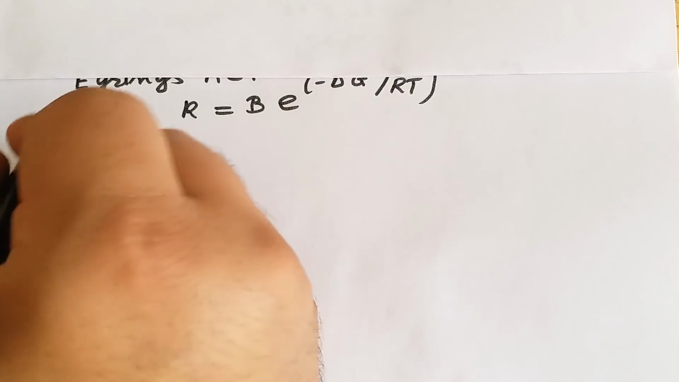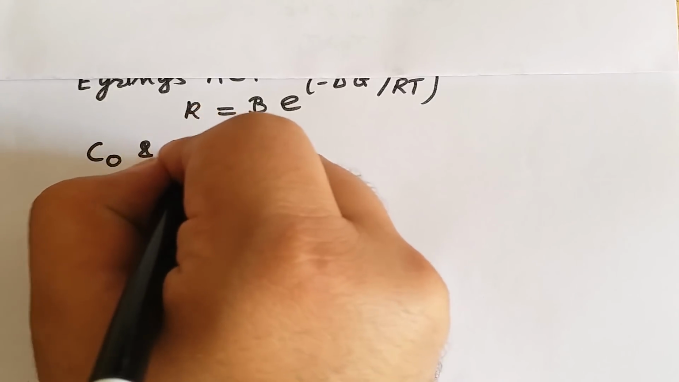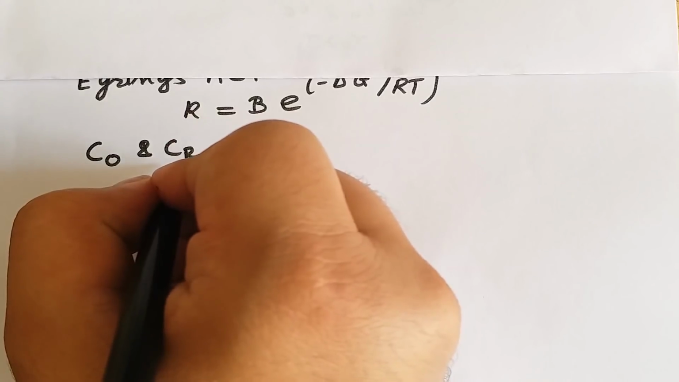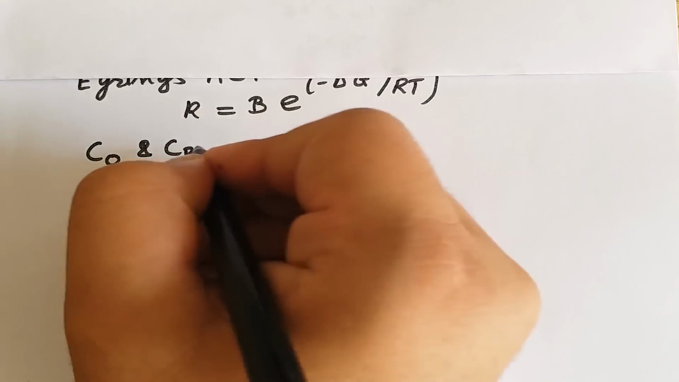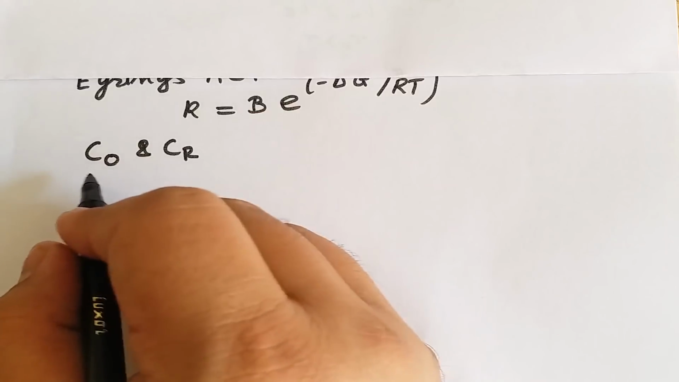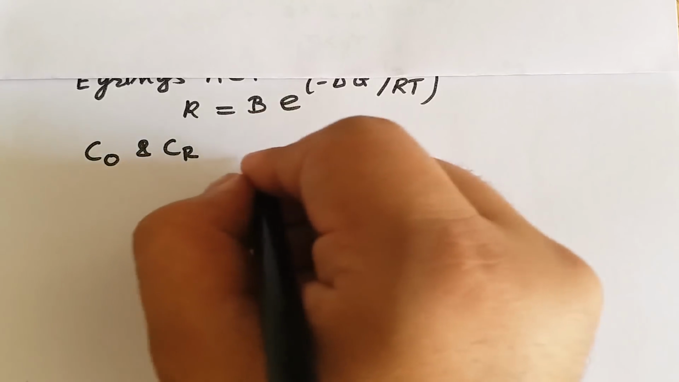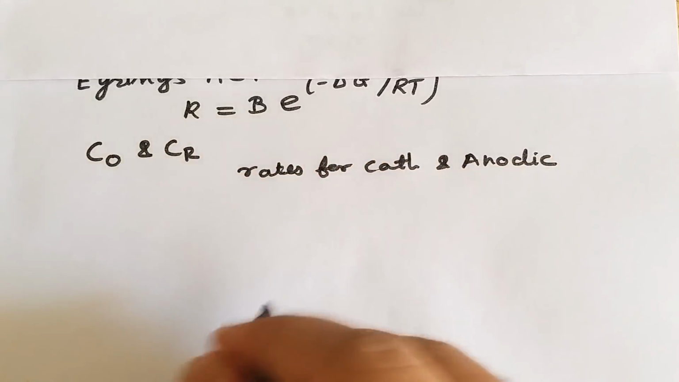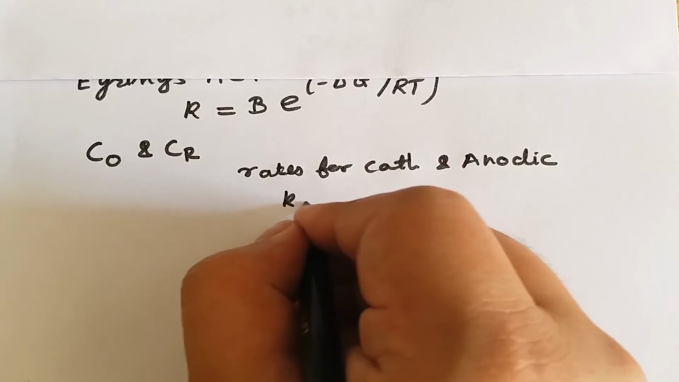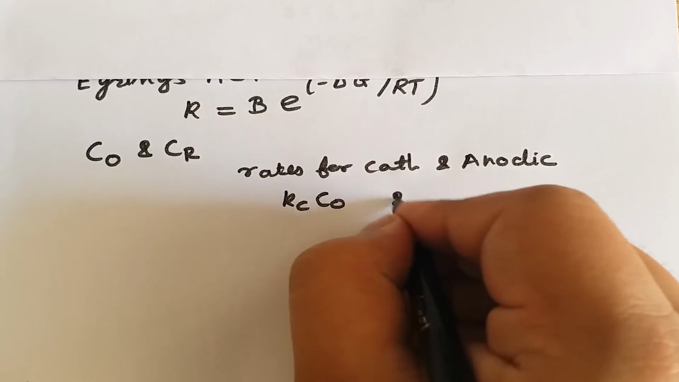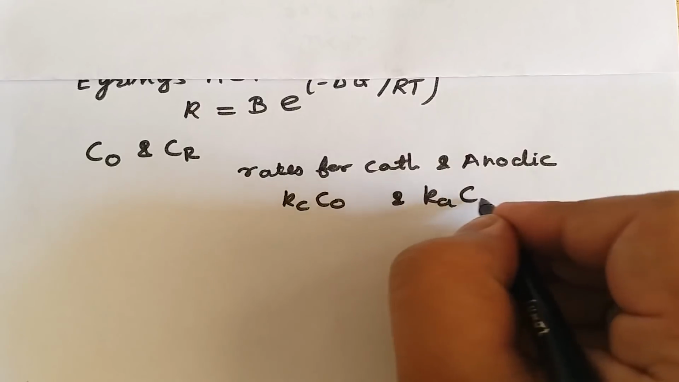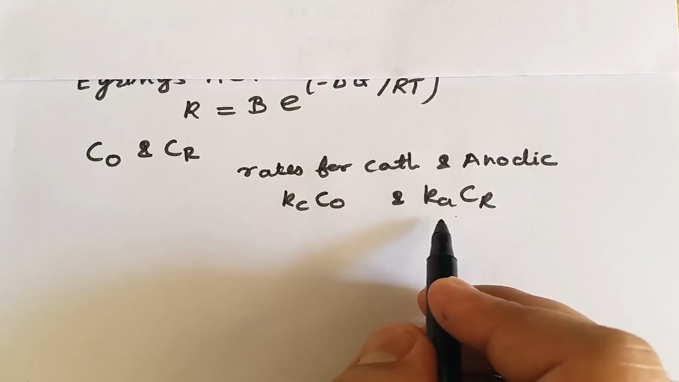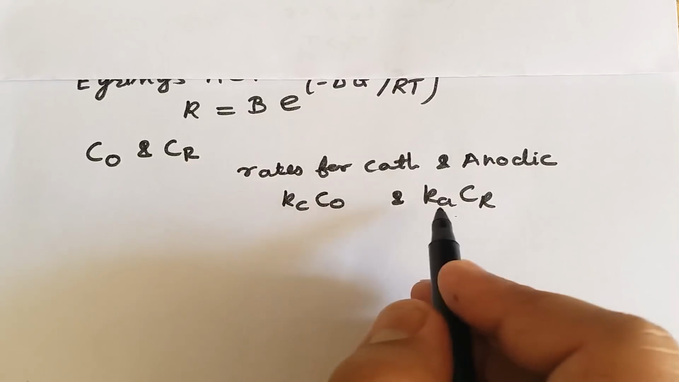Suppose C0 and CR are the concentrations of the oxidized and the reduced form of the species respectively outside the double layer. The rates of the cathodic and the anodic processes will be given by Kc into C0 for the cathodic process, and Ka into CR for the anodic process. Here Kc and Ka are the rate constants for the reduction and oxidation processes respectively.